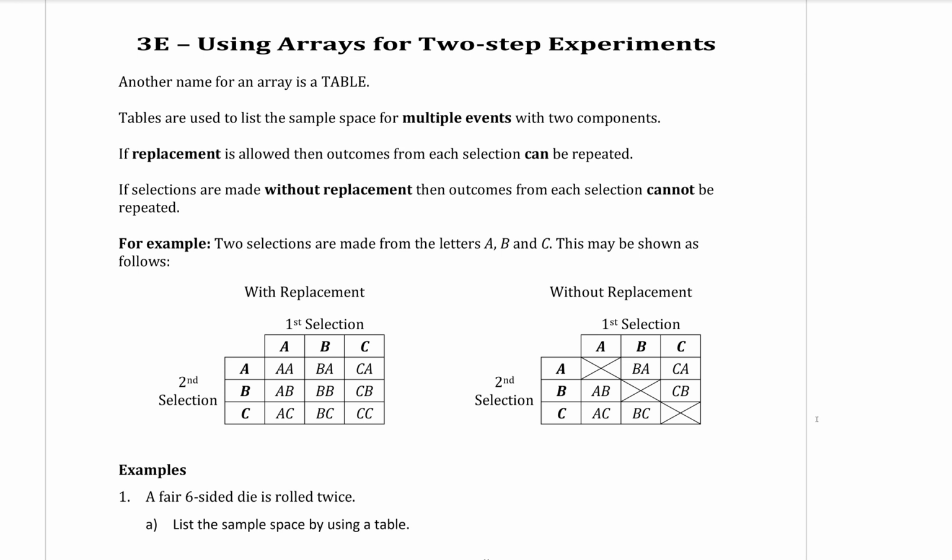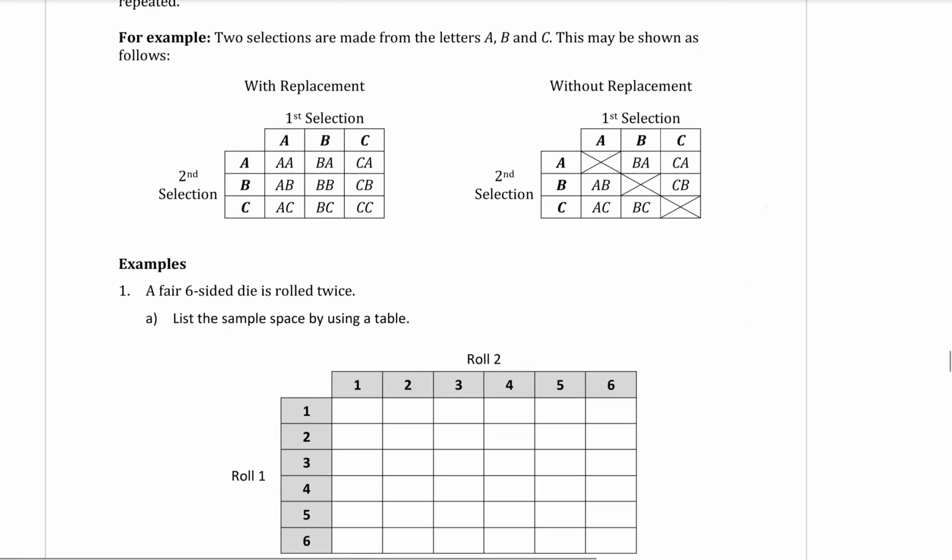I can choose an A and an A, a B and a B and a C and a C because they've been replaced. However, if the question says that it was not replaced, if the A was selected in the first choice, then it cannot be selected for the second choice because it's already been chosen. And so we have these boxes that get crossed out because there is no option there for those. Okay, so with replacement and without replacement. So we have a couple of questions we're going to do.